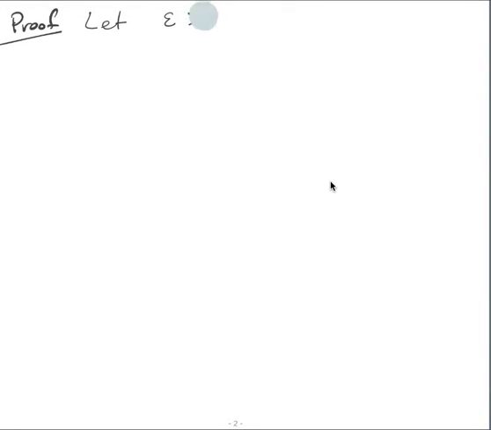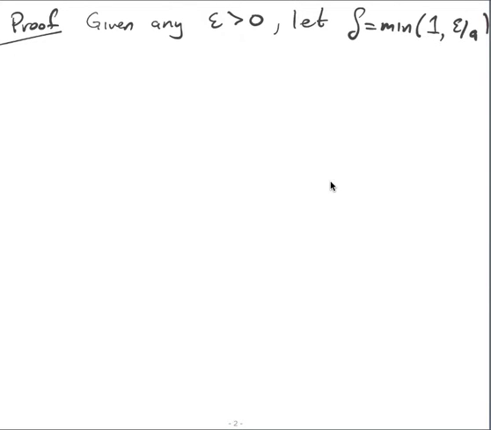Okay, so if we're going to put it there, let's say: given any epsilon greater than 0, let delta be the smaller of 1 and epsilon over 9.